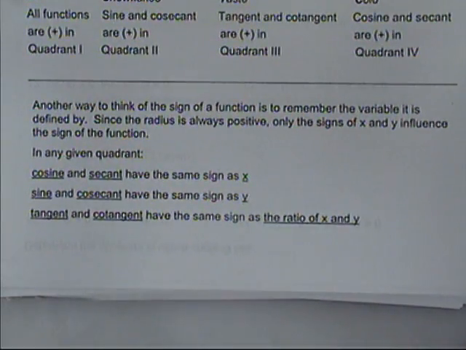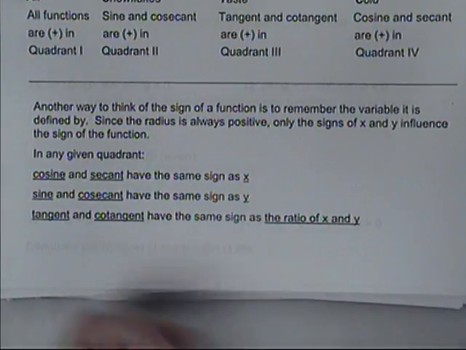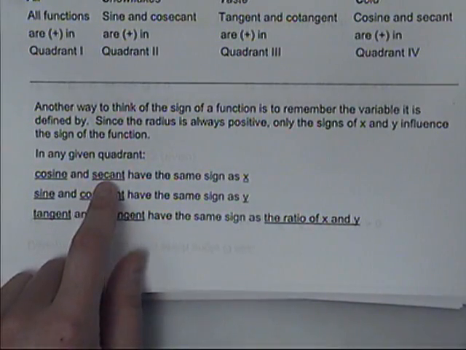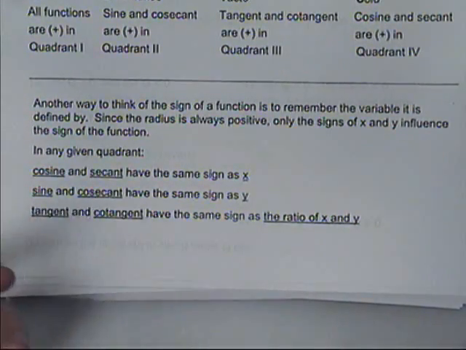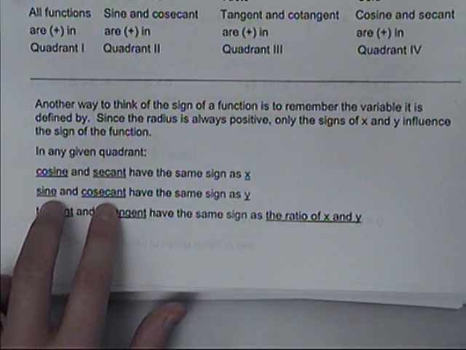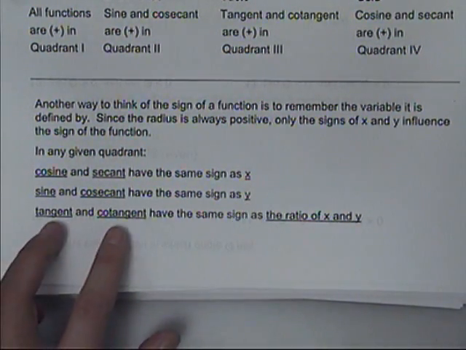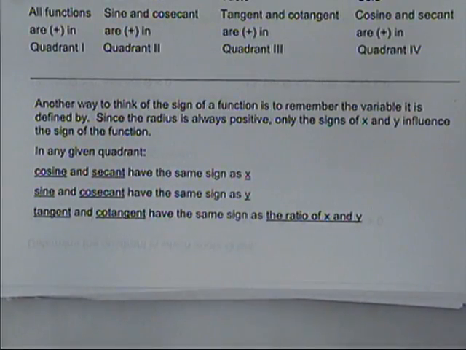It's not for me. Another way to think of the trig functions is to remember what variable they're defined by. So cosine and secant are both connected to x, because that's where you start. This is x, and this is just 1 over x. So it would be the same sign: if cosine is positive, then secant is positive, because they derive from the same original value. Sine and cosecant derive from y, and cotangent and tangent come from a ratio of x and y.